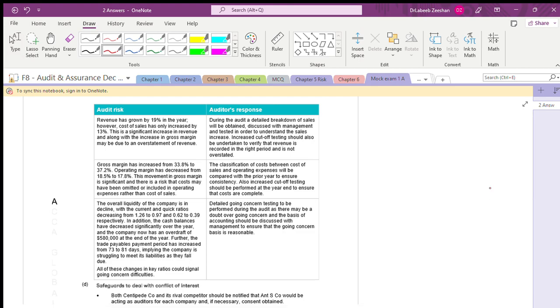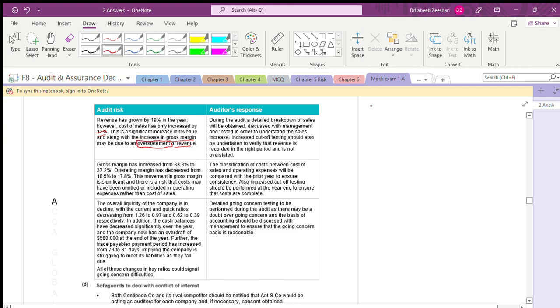Revenue has grown by 19% a year. However, the cost of goods has increased by only 13%. This is with respect to ratios. I will go through it a little quickly. Revenue has increased 19% and cost of sales has increased by 13%. There is a significant increase in revenue and an increase in the gross margin. They say this may be due to overstatement.